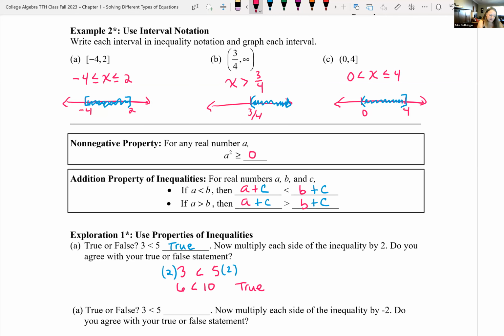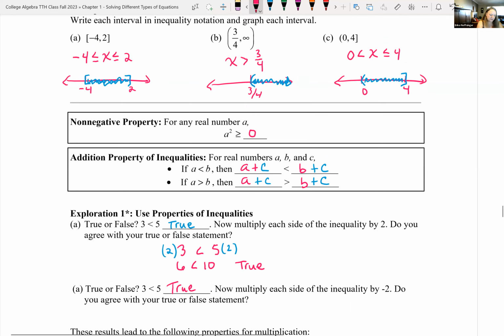So true or false? 3 is less than 5. Well, yeah, we just said that 3 was less than 5, so this is true. Now, though, if we multiply both sides of our inequality by a negative number, in this case, -2, is that statement going to be true or false?